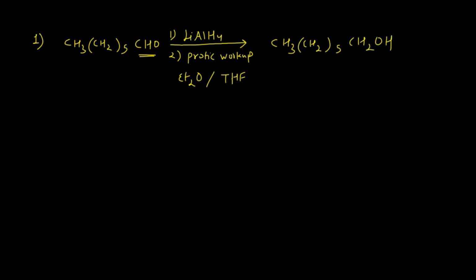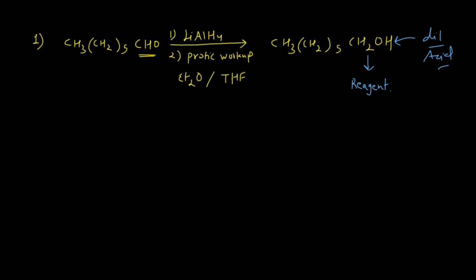And please remember one thing. Earlier this was CH, now it has become CH2, right? And this hydrogen comes from the reagent, and the reagent is lithium aluminium hydride. And this hydrogen comes from the dilute acid, that is the protic workup, or you can say the solvent. Okay, so this is how the reaction goes.